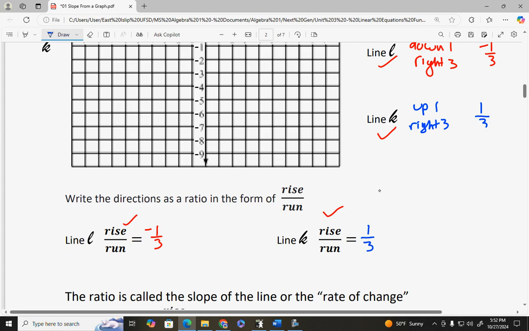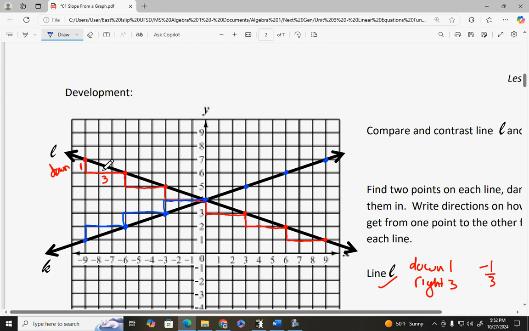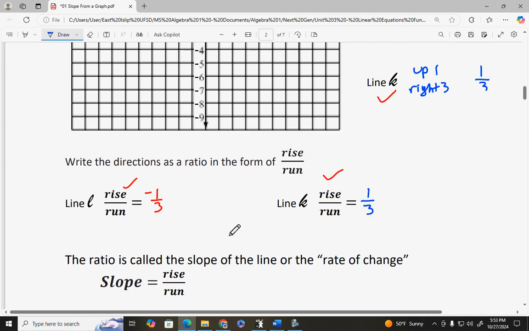So do you see that the ratios are the same except one of them is positive and the other one's negative? That means that they have the same steepness. The steepness of line L is the same as the steepness of line K. It's just that they're pointing in 2 different directions. So the negative actually tells me direction. It doesn't tell me how steep anything is. They're both the same steepness. It's just that line L is going downward while line K is going upward.